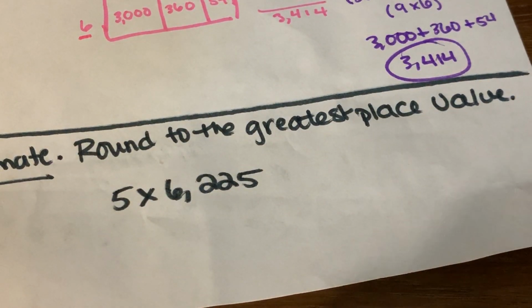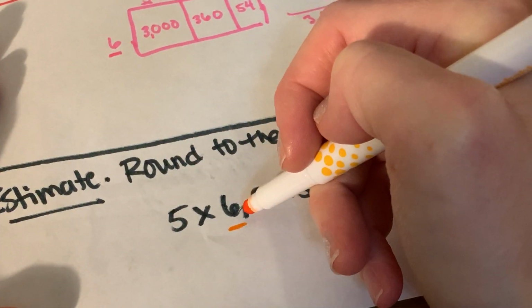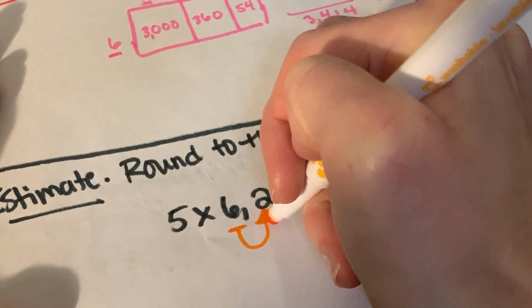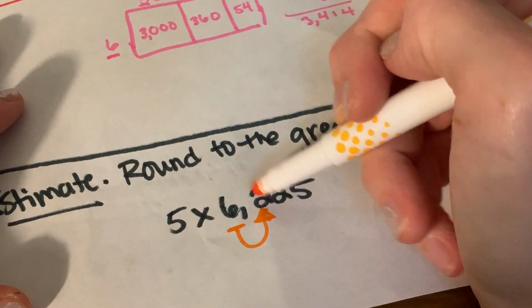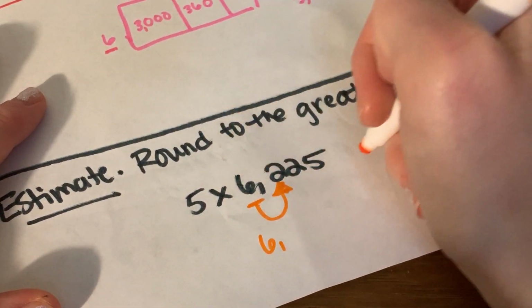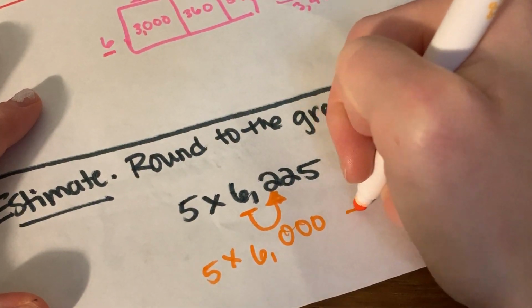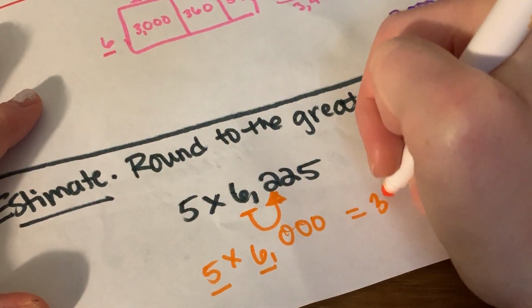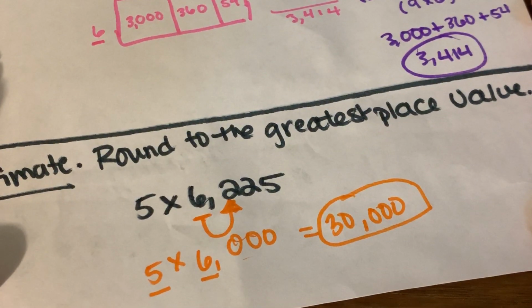All right, so I'm going to round to the highest place value. Just a reminder on rounding, look at that highest place value. Look next door. 4 or less, let it rest. 5 or more, raise the score. That's a 2. This is going to stay a 6, and everything else is going to turn into a 0. 5 times 6,000 gives me 5 times 6 gives me 30. Tack on 3 extra zeros, 30,000. Okay?